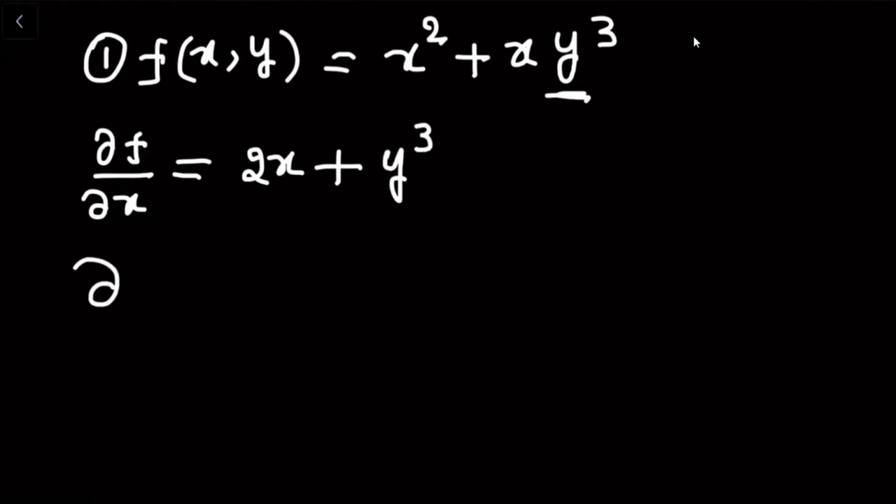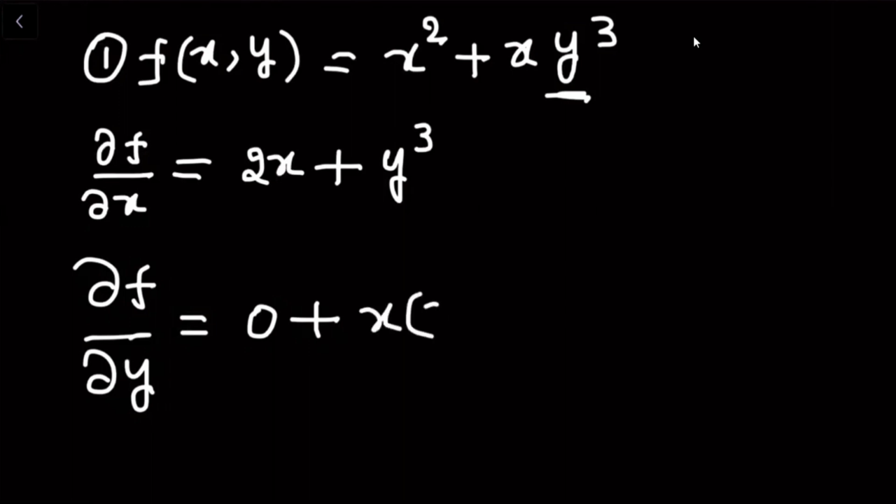In a similar manner, the derivative with respect to y equals, as x is constant while we are differentiating with respect to y, instead of x square we have to place 0, plus, as x is a constant and y is variable, x times 3y squared, which is 3xy squared. This is the first problem.